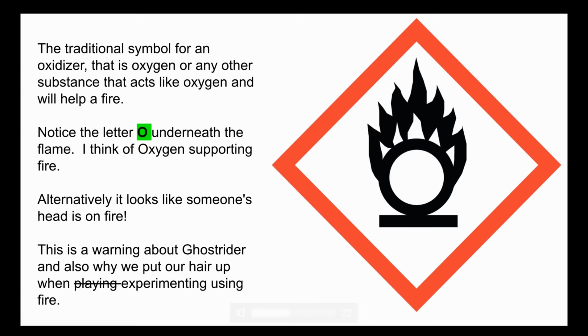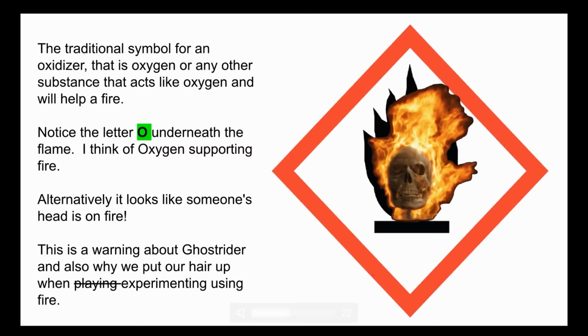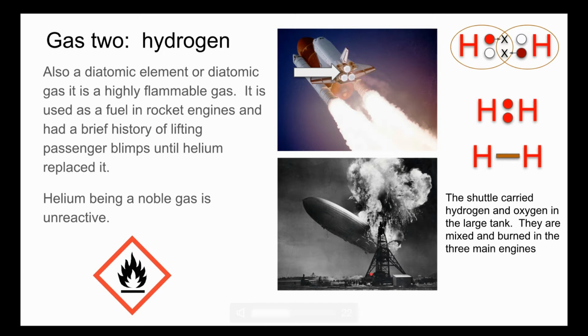The traditional symbol for an oxidizer, that is, oxygen, or any other substance that acts like oxygen and will help a fire. Notice the letter O underneath the flame. I like to think of oxygen supporting fire. Alternatively, it looks like someone's head is on fire. This is a warning of an impending attack by Ghost Rider. And also why we put our hair up when experimenting with fire in chemistry class.